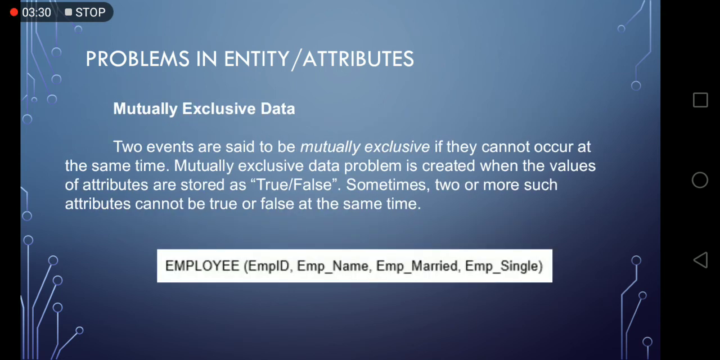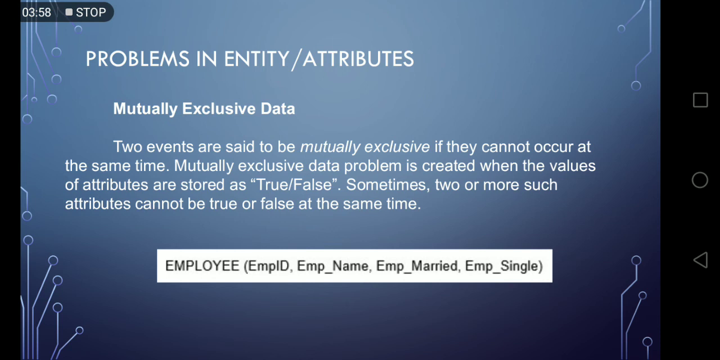Mutually exclusive data. Two events are said to be mutually exclusive if they cannot occur at the same time. Mutually exclusive data problem is created when the values of attribute are stored as true or false. Sometimes two or more such attributes cannot be true or false at the same time.